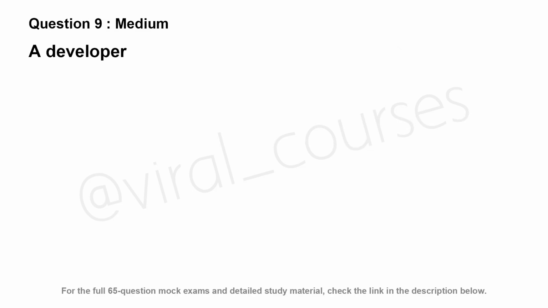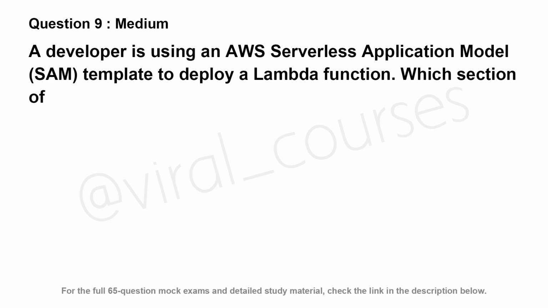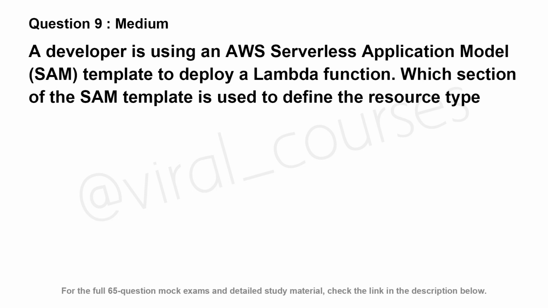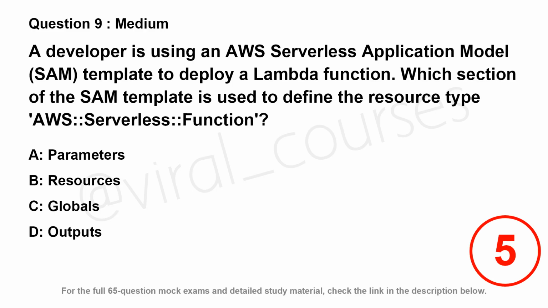A developer is using an AWS Serverless Application Model (SAM) template to deploy a Lambda function. Which section of the SAM template is used to define the resource type AWS::Serverless::Function? Option A. Parameters. Option B. Resources. Option C. Globals. Option D. Outputs.